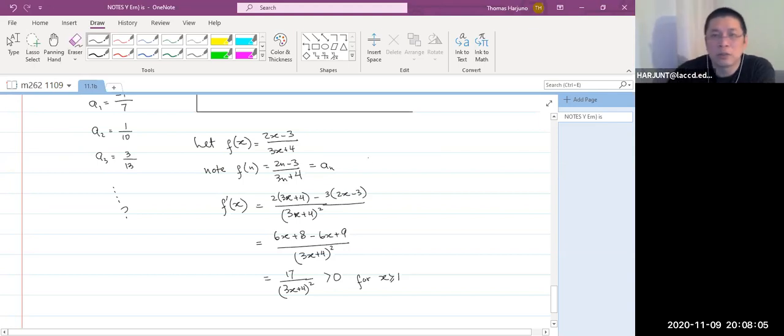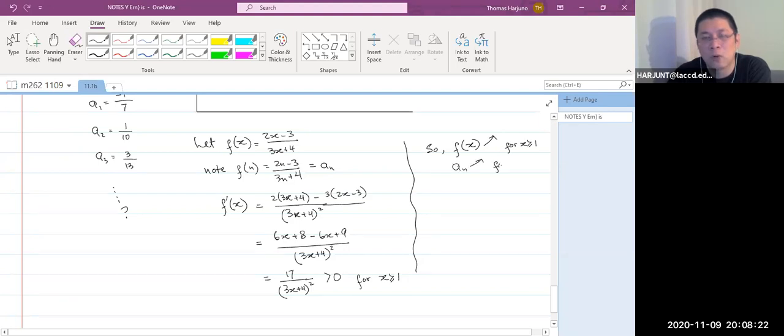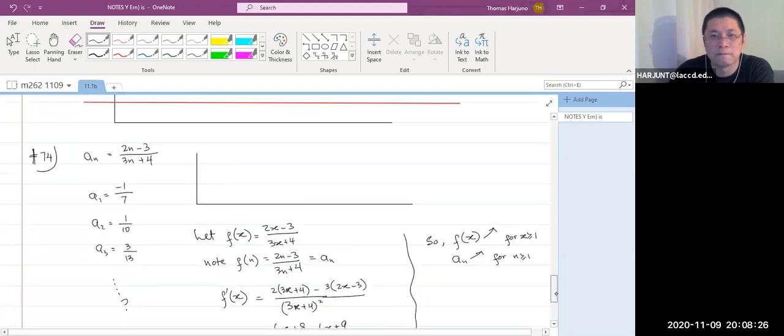Okay, let me continue here. So f(x) is increasing for x greater than or equal to 1, and a sub n, the sequence, is increasing for n greater than or equal to 1. Is it okay? I was trying to sketch that, but it seems confusing for me, so I cancel doing this.